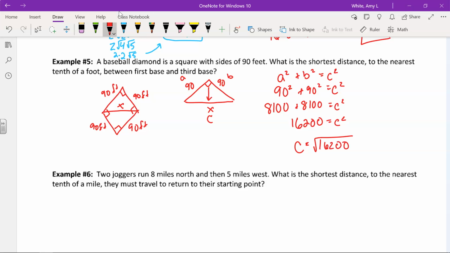This would be where I take my calculator and I evaluate the square root of 16,200, which in my calculator gives me 127.279 and some other numbers. And they tell me to the nearest tenth of a foot. So tenth of a foot is right here, it's our 2. And that 7 is going to tell us to round up. So we would get 127.3 feet.